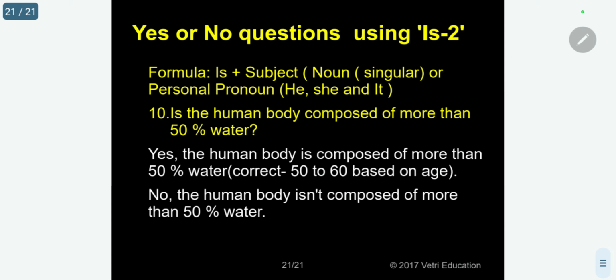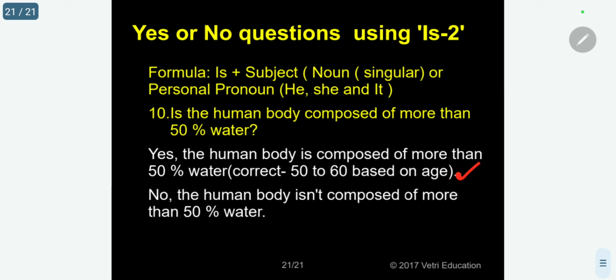Question number 10. Is the human body composed of more than 50% of water? Yes, the human body is composed of more than 50% of water. It is the correct answer. Actually, 50 to 60 percent based on the age of the human being. If it is negative, no, human body isn't composed of more than 50% of water.